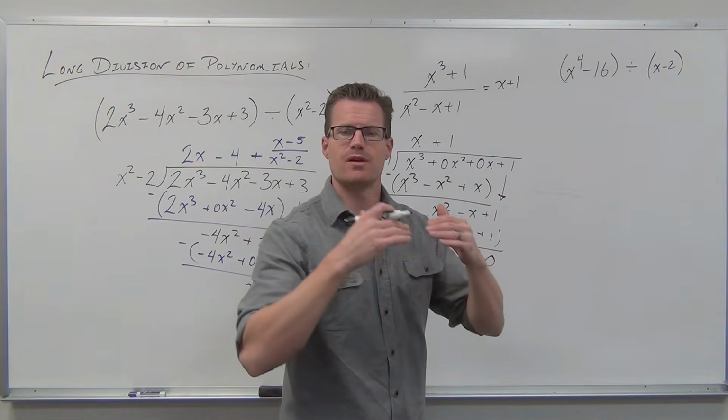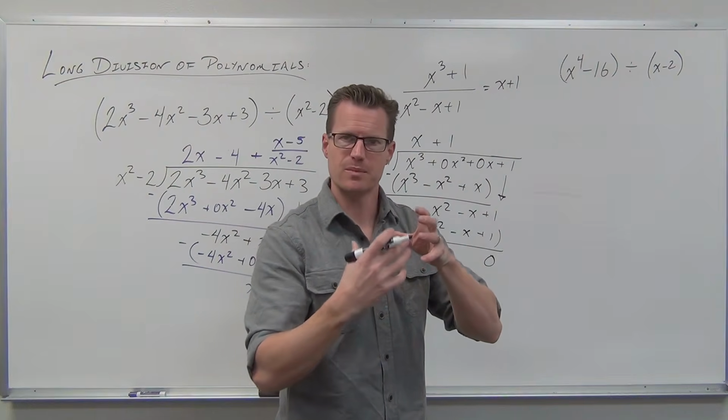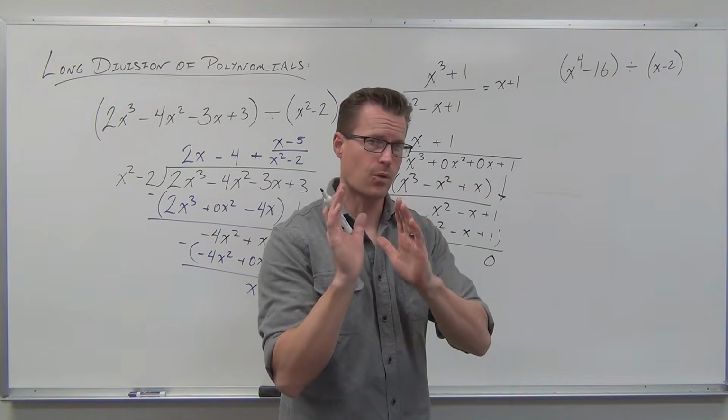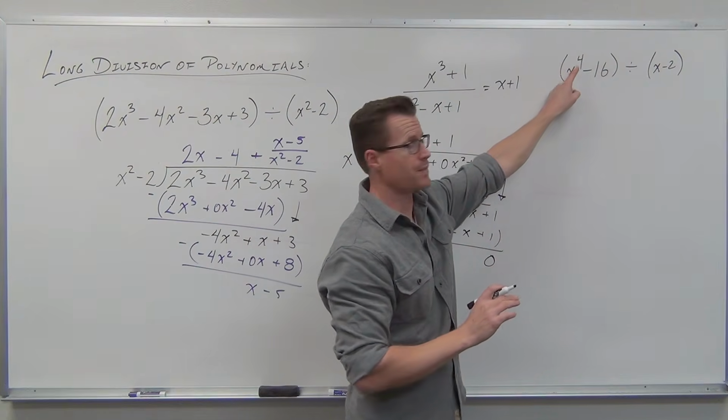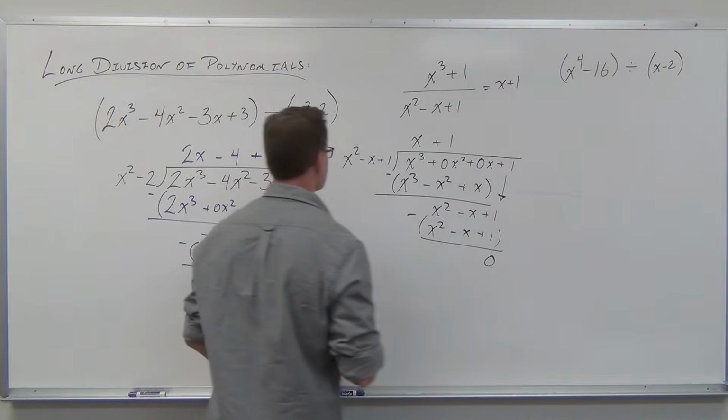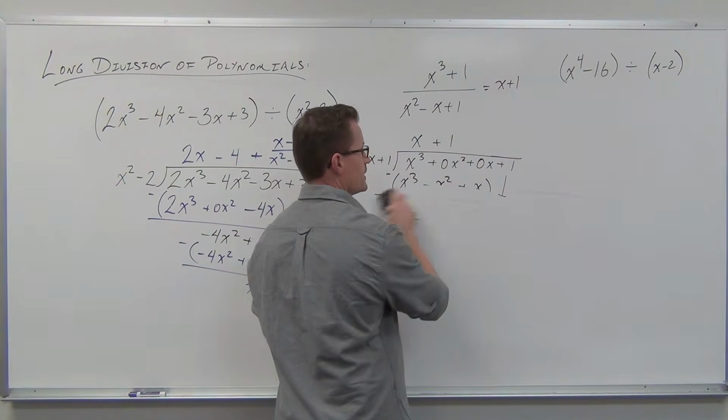Okay, the last one. Set up everything. Make sure you have a place value for every potential power less than the degree. So I need a 4, a 3, a 2, a 1, and then a constant. I have a power 4 right there. Now I need some space.